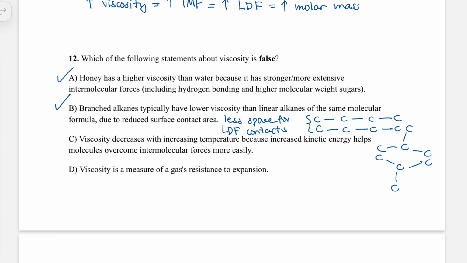C, viscosity decreases with increasing temperature because increased kinetic energy helps molecules overcome intermolecular forces more easily. This is true. When you think about heating up something, it tends to flow better, and that's because when you increase the temperature, there's more energy, and then it can overcome the forces. Pretty self-explanatory. And then that means D is correct. Viscosity is a measure of a gas's resistance to expansion. This is obviously not correct. It is a liquid's resistance to flow.